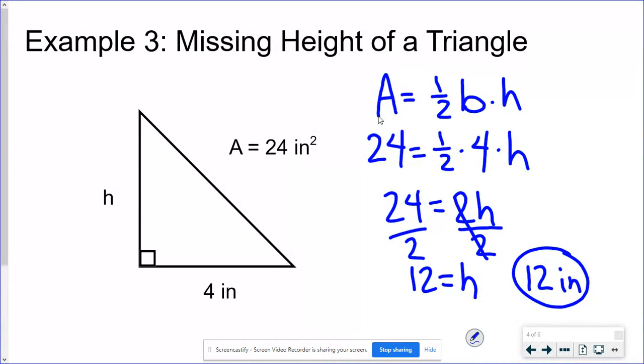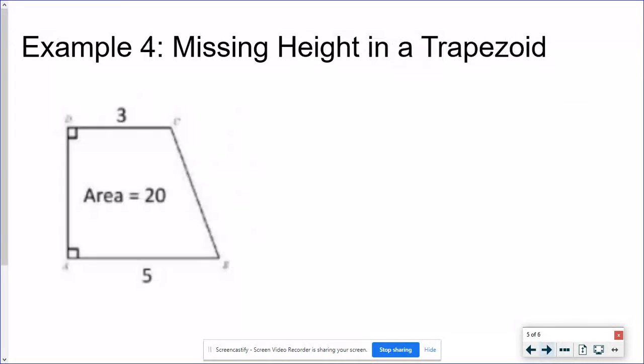Some people, I fear, would look at this problem and make a guess and say that the height is going to be 6 because they just do 6 times 4 to get 24. They forget about how that 1/2 would affect our answer.